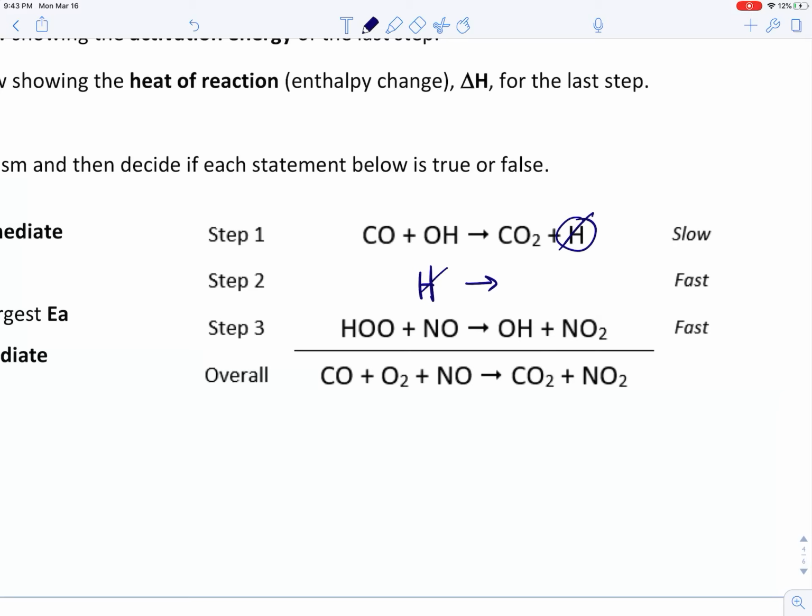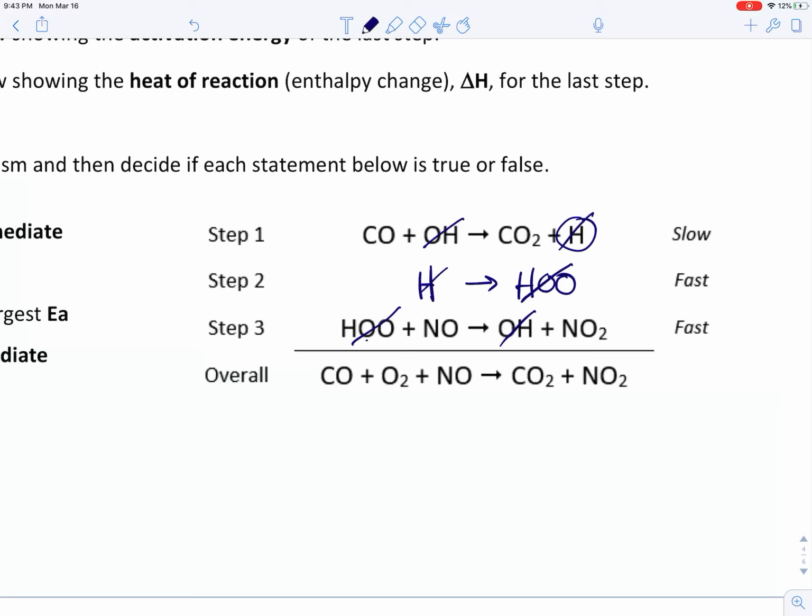Is there anything else that's like that? Looking up above, we see the OH is a reactant in step 1, but it's also a product in step 3, so the OH cancels out. That's okay. Notice that step 3 has this HOO, and there's no HOO in the overall reaction. So the HOO is a reactant in step 3. The HOO would have to be a product in step 2 so that they cancel out.